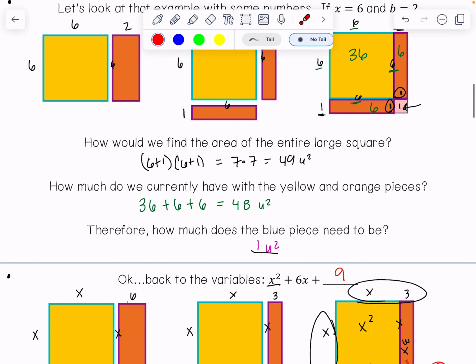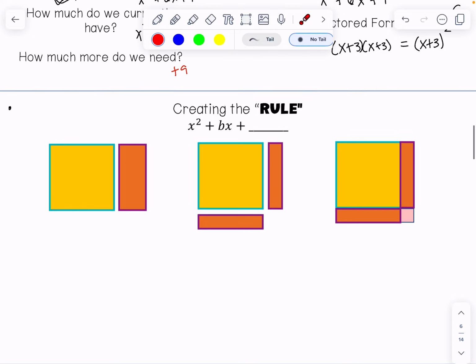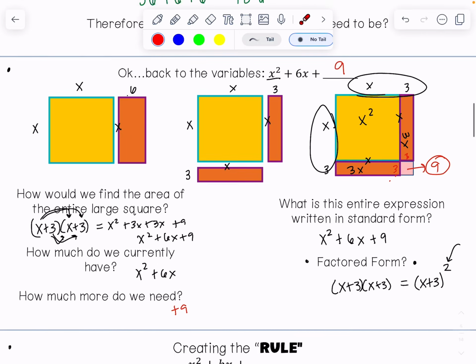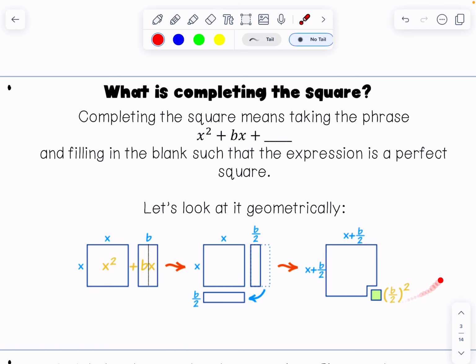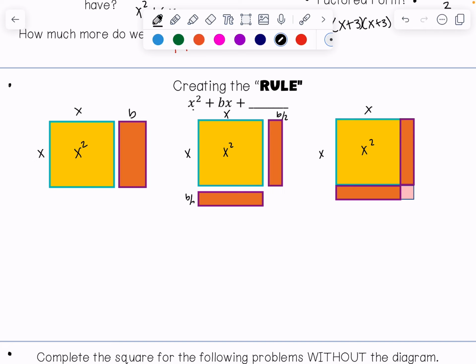So now that we've seen this purely in numbers, and we've seen it with some numbers and some variables, let's use the same idea to create what we consider the rule, which is what we saw on this very first slide, this idea of why b over 2 squared is here. So we're going to do the same idea. We like our x squared to be our large square that we have here. This is our b. And when we get to this point, we know that to split it, we have to take this number and divide it by 2. So this becomes b over 2, b over 2.